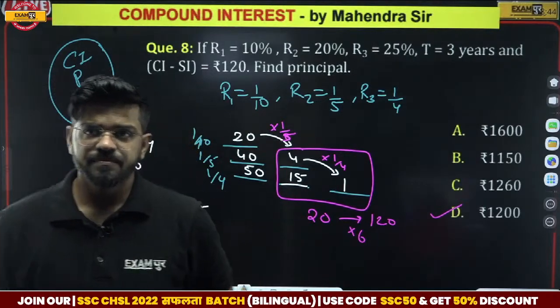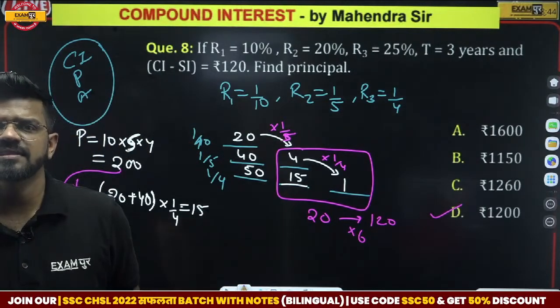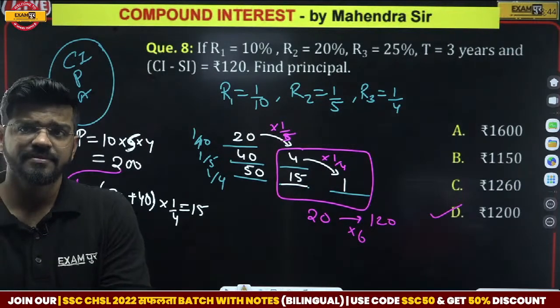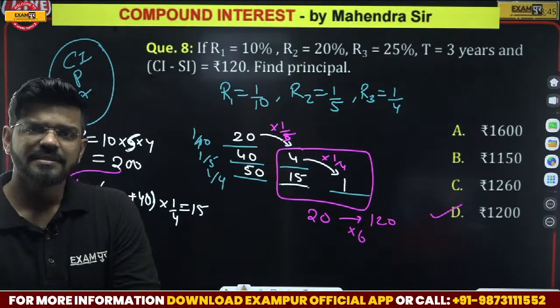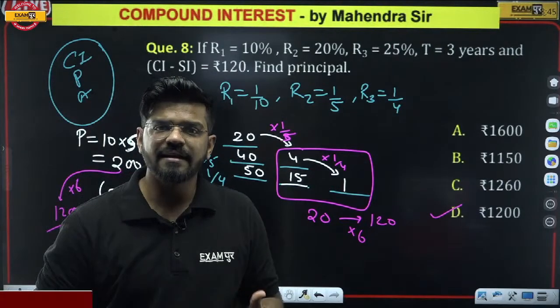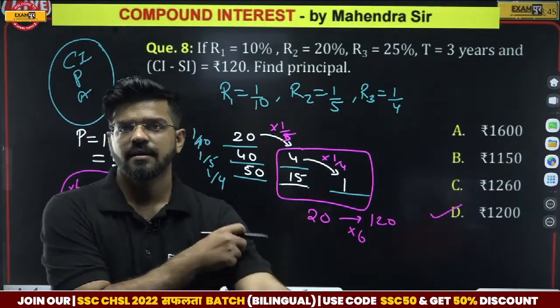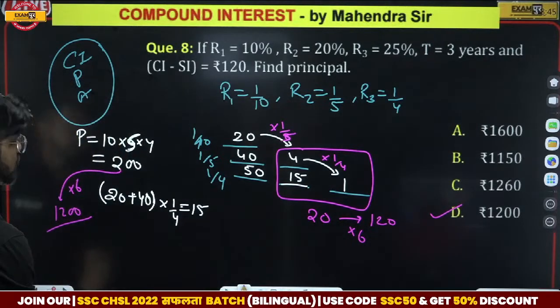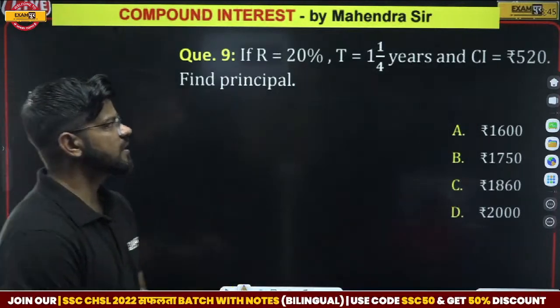Is it clear? Nobody is giving answer. Is CI really tough? No, right? We just have to calculate. Once you have done calculation, it is nothing. So move on to another question.